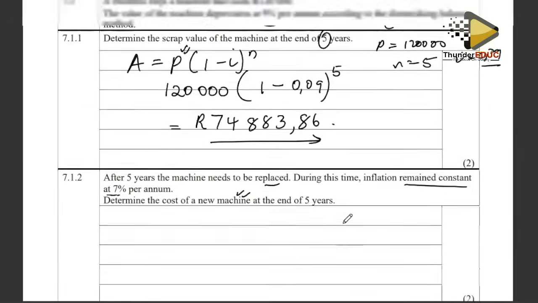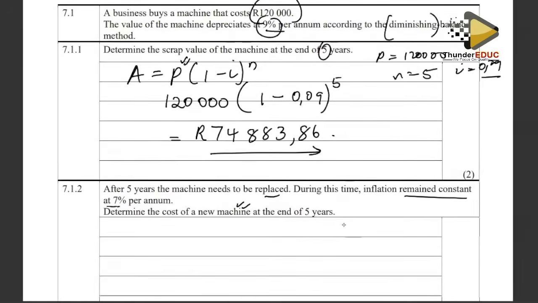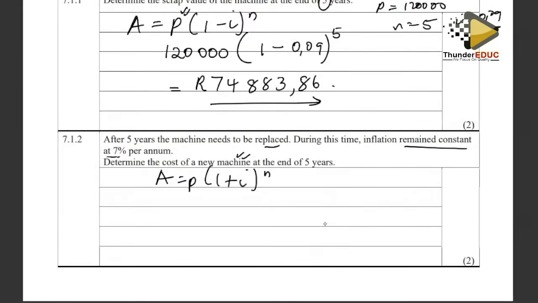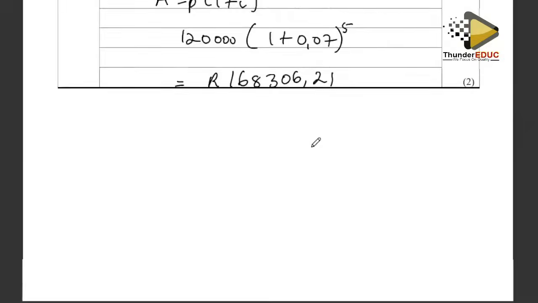So looking at the initial price of the 120, we're going to use it to grow this amount. So we're going to use the growth formula, okay? So that's going to be 120,000 into 1 plus 0.07 to the exponent of 5. Okay, so my calculator again tells me it's 168,306.21 rands. All right, so that is what I'm getting for 7.1.2.